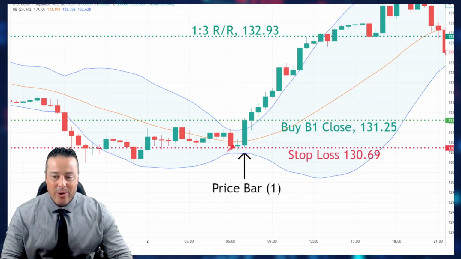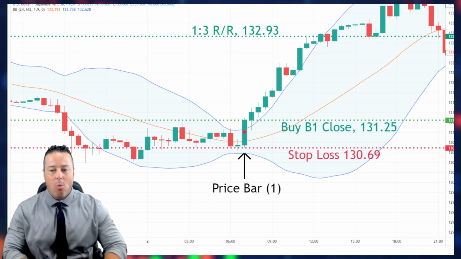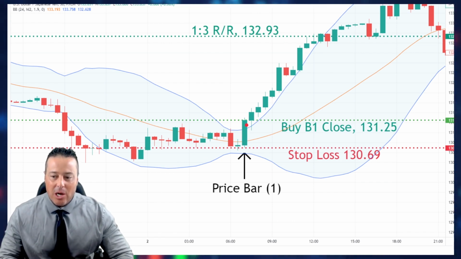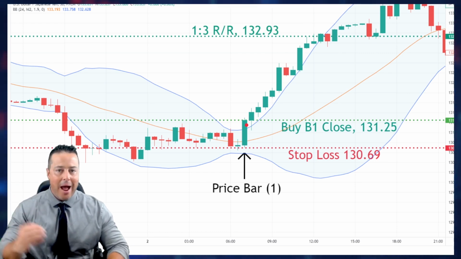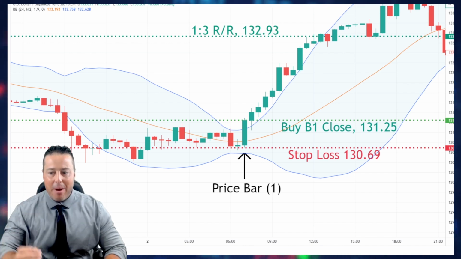Here's a real case, real world scenario right here. Here's our price bar 1. You can see the bullish break, a close. As soon as price bar 1 closes above our upper Bollinger Band, we buy. We don't question, we jump in and we buy.